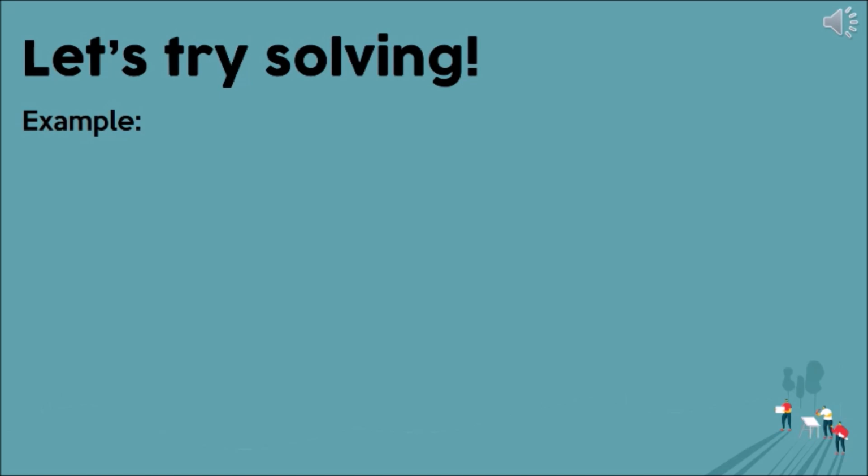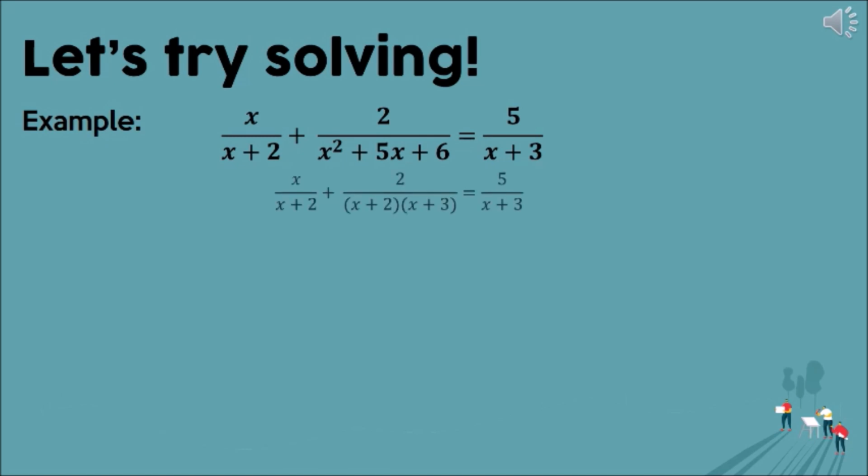Our next example, x over x plus 2 plus 2 over x squared plus 5x plus 6 is equal to 5 over x plus 3. So for this problem, there are two terms on the left side, so multiplying both sides with the LCD is the easiest approach. But before everything, there is a quadratic expression present, so we need to factor this out. x squared plus 5x plus 6 will now be x plus 2 times x plus 3. Now our restrictions would be x is not equal to negative 2 or negative 3.